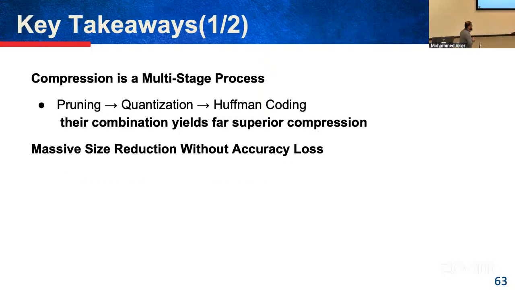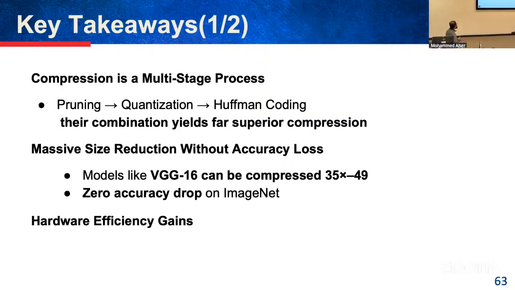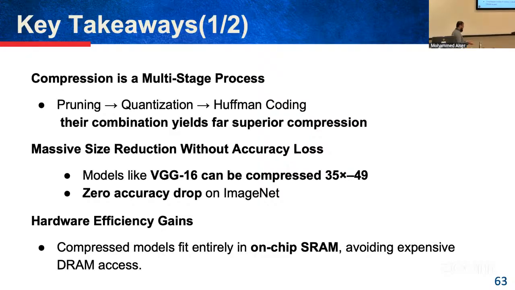Okay, key takeaways. First, compression is a multi-stage process. If you do compression, you cannot find one technique that can beat all the others. But if you combine them, since each technique has its own benefits, you might get better results. Another takeaway is massive size reduction without accuracy loss. Current techniques and some previous methods reduce the model size but accuracy still holds. This is a great thing.